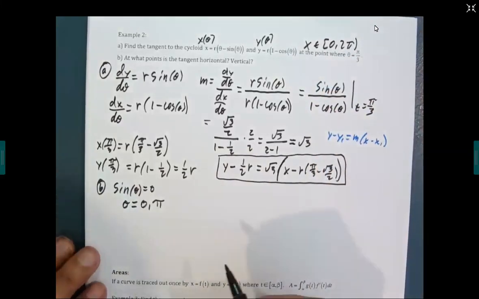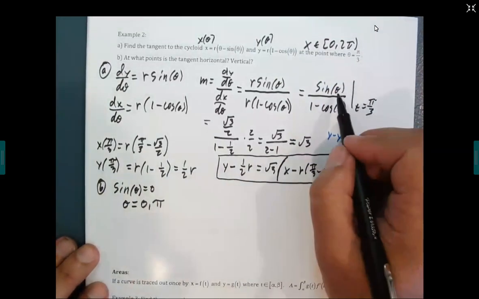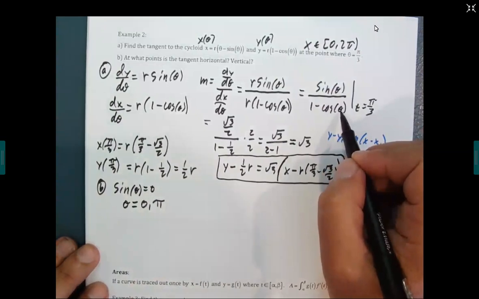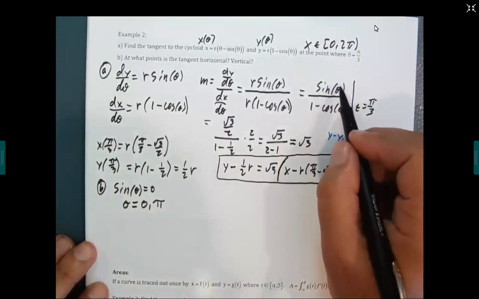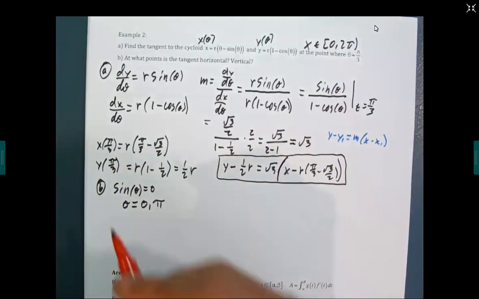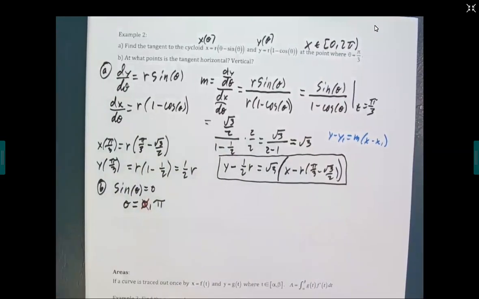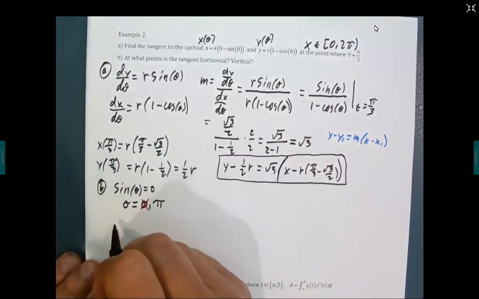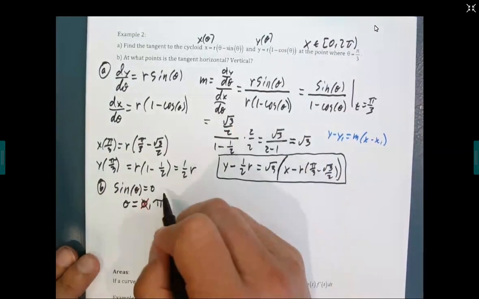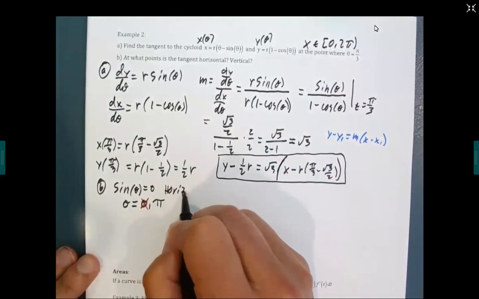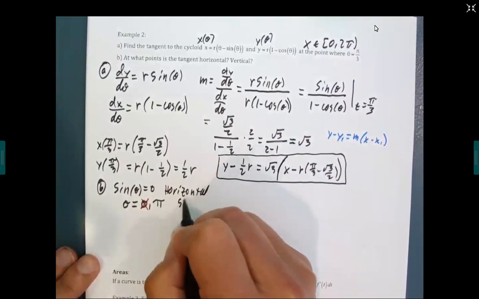And now I do want to point something out, that when I plug in 0 here and here, I'm dividing by 0. So I get 0 over 0. So we're actually going to not include that. Now, it's going to be vertical. So this is horizontal. Horizontal slope.